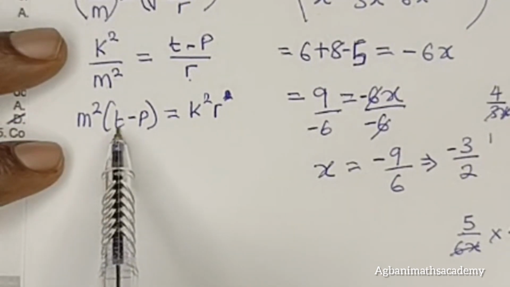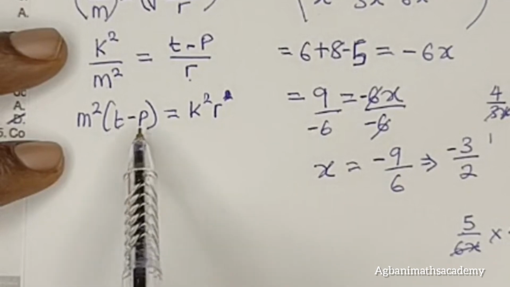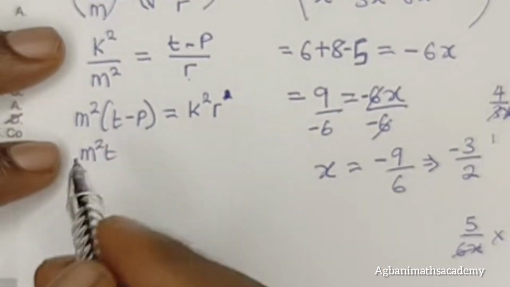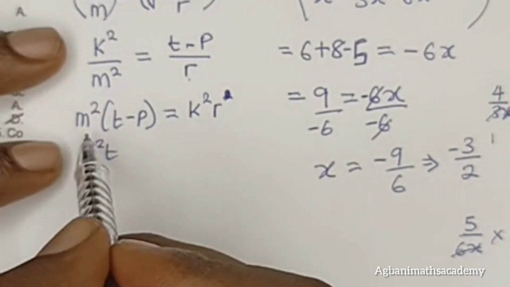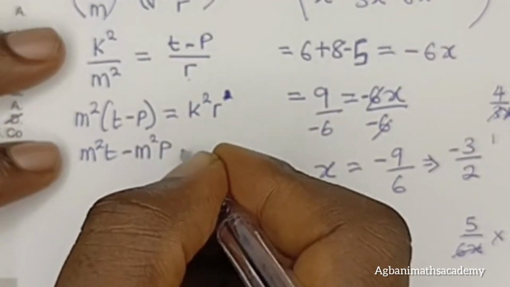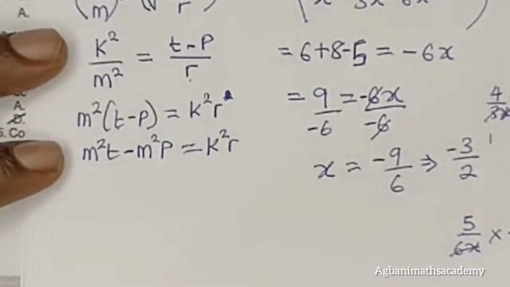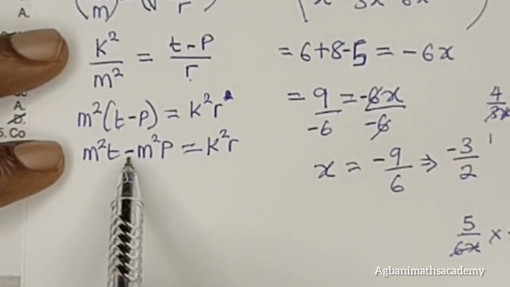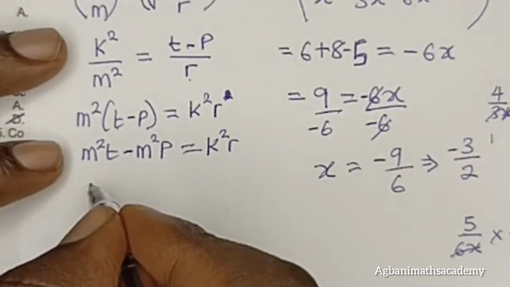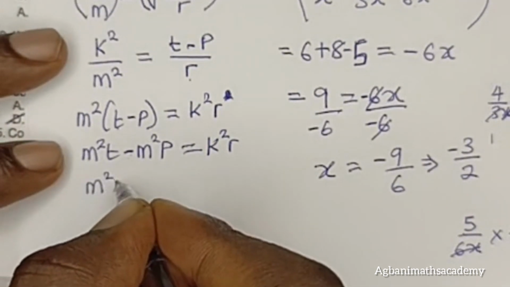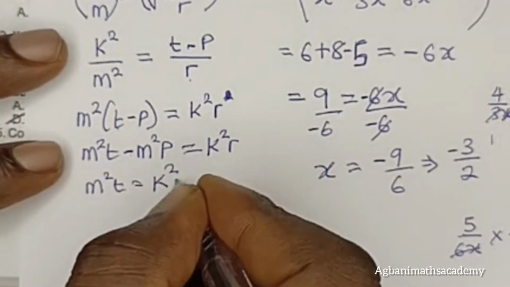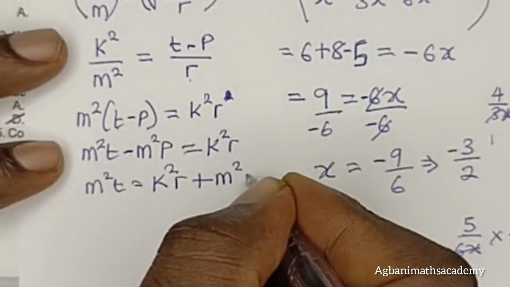Next, t is on the left, but t is not alone on the left. So let's remove this bracket. M square multiplied by t gives you m square t. M square multiplied by minus p gives you minus m square p is equal to k square r. If you move minus m squared p to the right, the minus sign becomes positive. So we have m squared t is equal to k squared r plus m squared p.